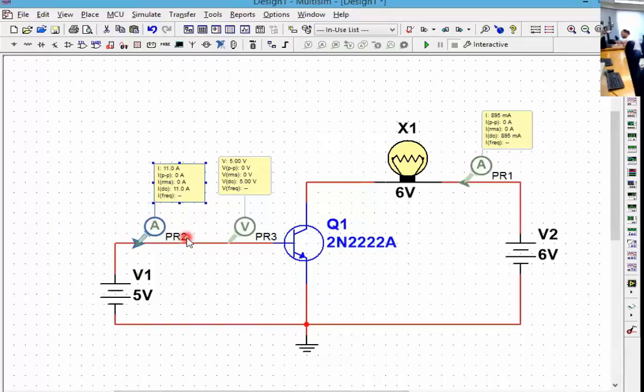0 volts. On the emitter? That's a ground. You connect it to the ground, so you're going to read 0. See, the emitter was grounded in this circuit. So if you read voltage on the emitter, you will read 0 volts. But if you read current on the emitter, how much current do you think it will be?